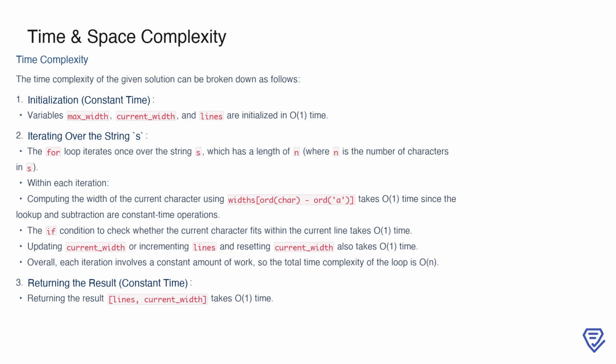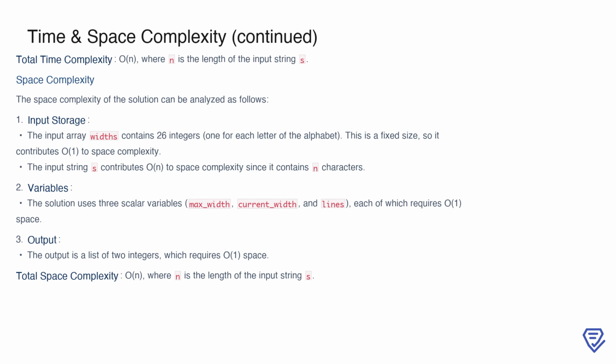Finally, returning the result, which involves forming a list with 2 integers, is another constant time operation. Combining all these, the overall time complexity of the solution is O(n). Summing up the time complexity, we conclude that the solution runs in O(n), where n is the length of the string s. Now, let's evaluate the space complexity.